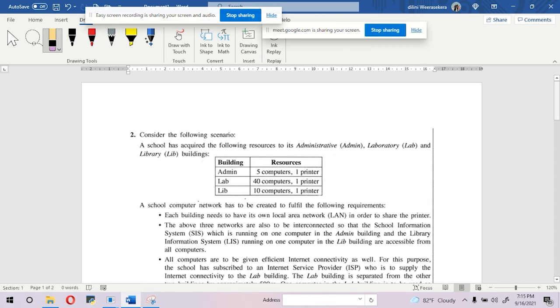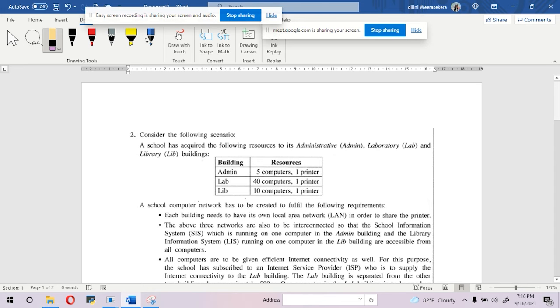In 2019, they're given a small scenario saying the school requires the following resources: administrative, laboratory, and the library. So in the school, they have three divisions: the admin division, the lab, and the library. In admin, you have 5 computers and one printer. In the lab, we have 40 computers and one printer. And in the library, we have 10 computers and one printer.